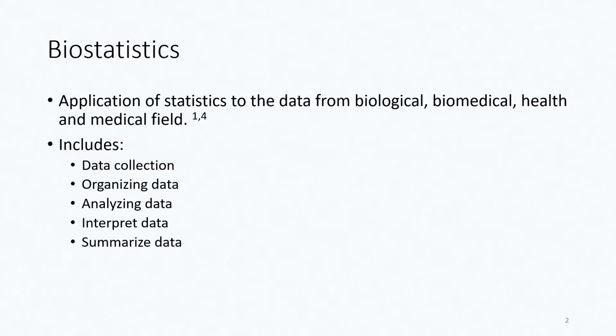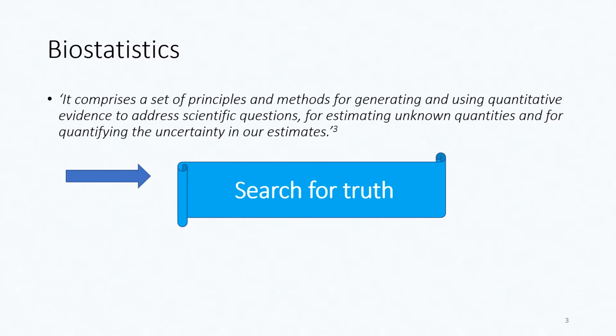It includes how you do the data collection, organize the data, analyze the data, interpret the data, and then summarize the data. It comprises a set of principles and methods for generating and using quantitative evidence to address scientific questions, for estimating unknown quantities, and for quantifying the uncertainty in our estimates. In general, biostatistics is helping you to search for the truth.